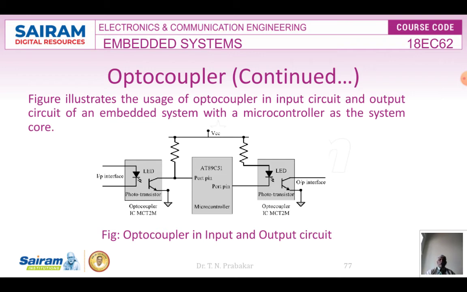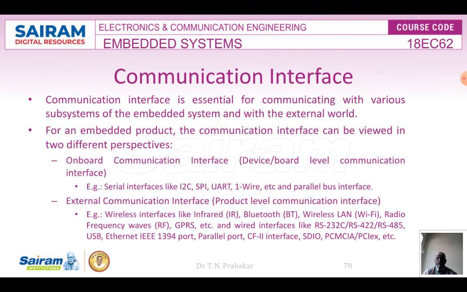So I am going to protect my 89C51, which is actually a microcontroller, by two optocouplers, one on the input side and one on the output side. So I can protect my microcontroller, right?